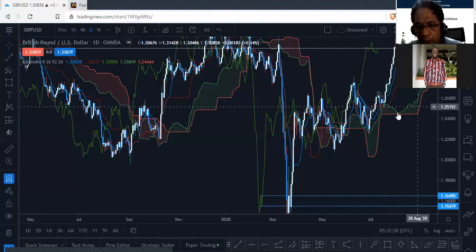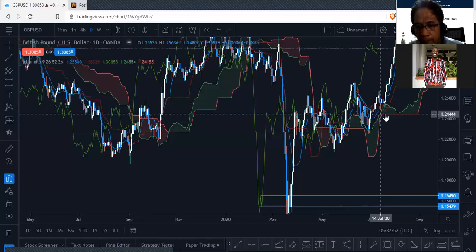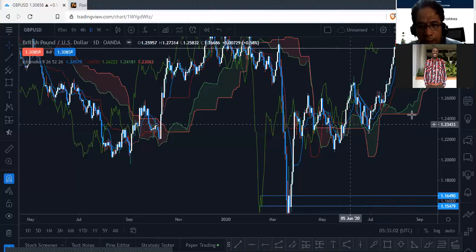Retest that level, and you can see here when the Kumo is flat, it will attract the price. Look at it. When the price sees that it is flat, it tries to attract the price. So you must be careful when the lines are flat.